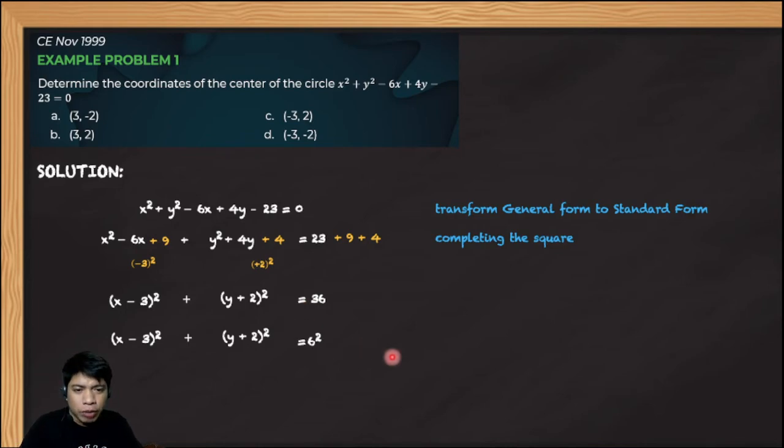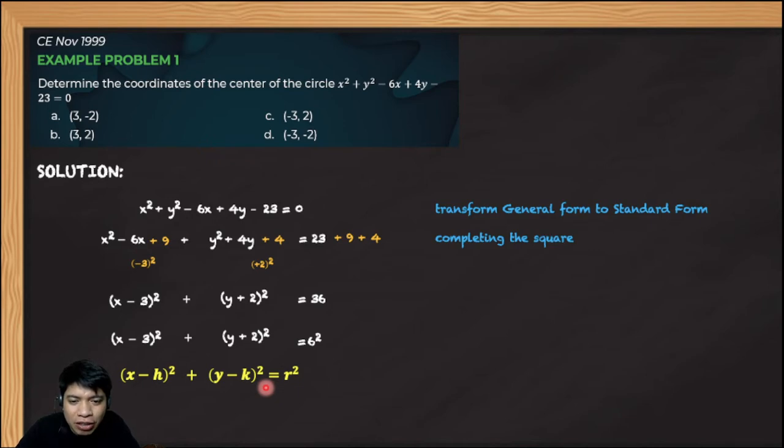Okay? So, ito na mismo, guys, yung ating standard form. Di ba? Ito na mismo yun, no? So, ibig sabihin, makikita na kagad natin dito si H, si K, at saka si R, no? Okay? So, visual lang, no? I mean, makikita na natin kagad directly.